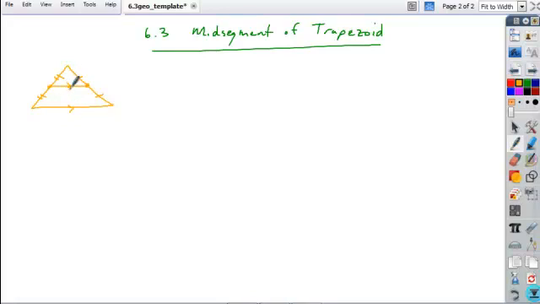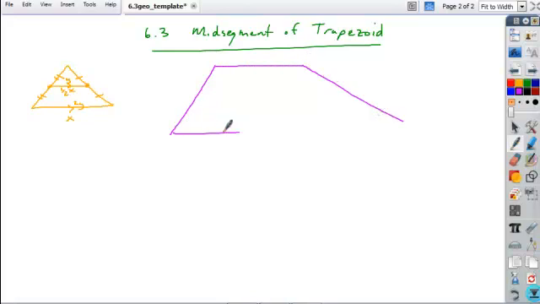Half the length, right? So if this was x, this would be 1/2 x. If you thought of this as being y, this would be 2y. Again, depending how you think about it, but the midsegment's going to be half the length of that base. Okay, so the midsegment of a trapezoid is very similar to this.